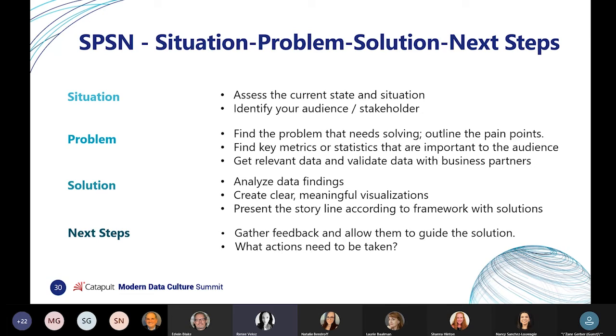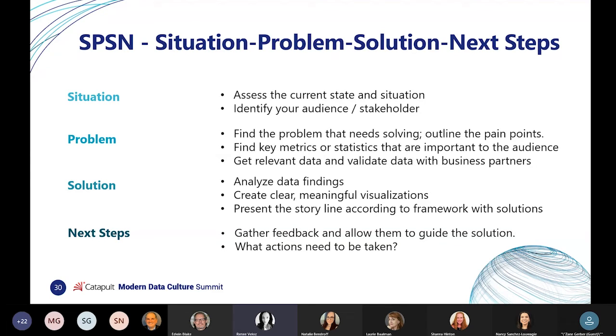in four slides. The four slides are listed on the left: situation, problem, solution, and next steps. And everything in the right column are the steps that the data storyteller should take to make sure that information is presented on those slides. Let's talk a little bit about those.